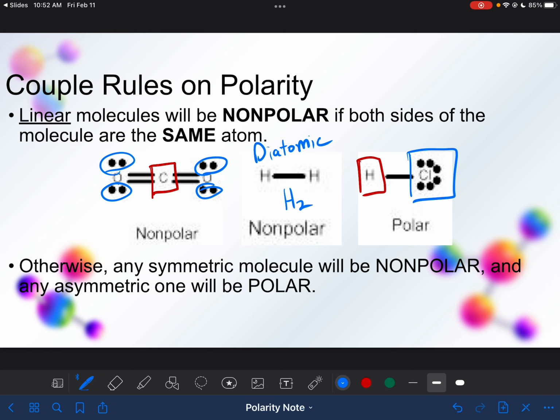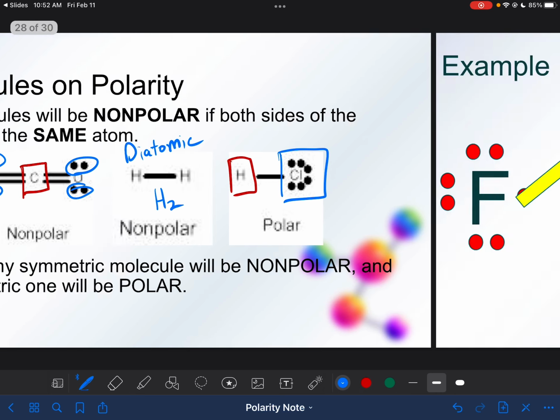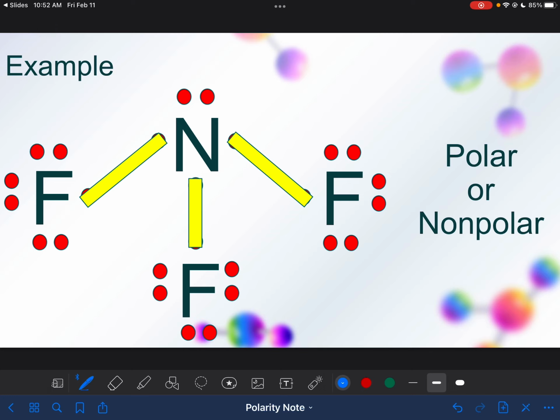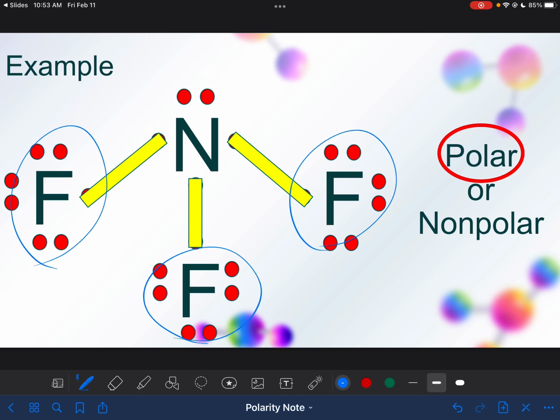Otherwise, any symmetric molecules will be nonpolar, and any asymmetric ones will be polar. That's what I already mentioned in the previous slides. Okay, so now that we have that, let's try an example. Is this shape polar or nonpolar? Pause the video and try to answer this question. All right, the answer is polar. Why? Even though our surrounding atoms are the same, we do have a lone pair. If we have a lone pair, it's always polar. Now, it's the lone pair on the central atom that we're looking for.